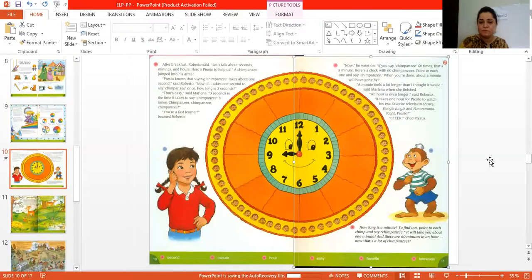Right? Now here's this picture in which they are telling us how we can see that there are 60 seconds in a minute, right? Okay, which color should we pick up? I think this one. Okay, now this is the clock which you can see over here. If I just try to get it a little bigger.